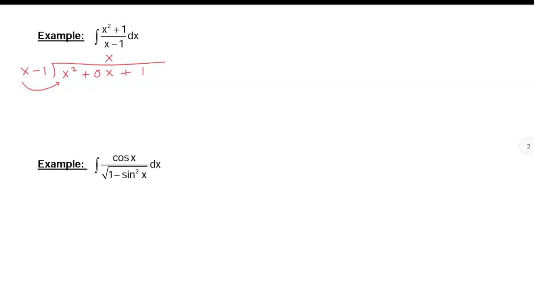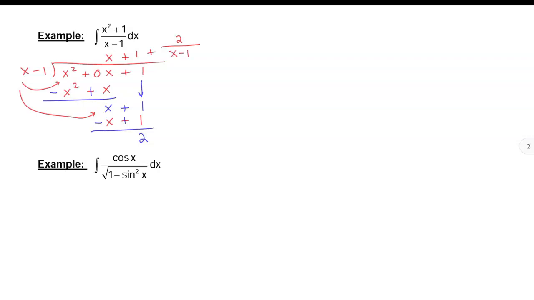Now I'll multiply. x times x is x squared, and x times -1 is -x. Draw the line, change the signs, and add down. x times what gets you x, and that's just +1. So when I multiply, I'll get x minus 1, draw the line, change the signs, and add down. Our remainder is 2, so that goes on the top of a fraction. The divisor, x minus 1, goes on the bottom.